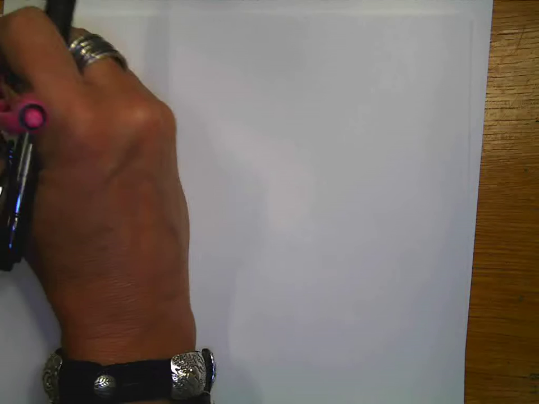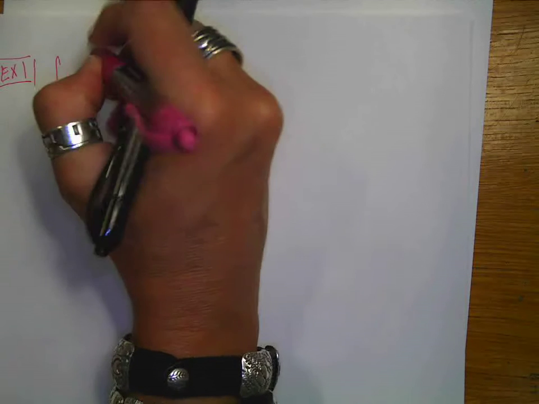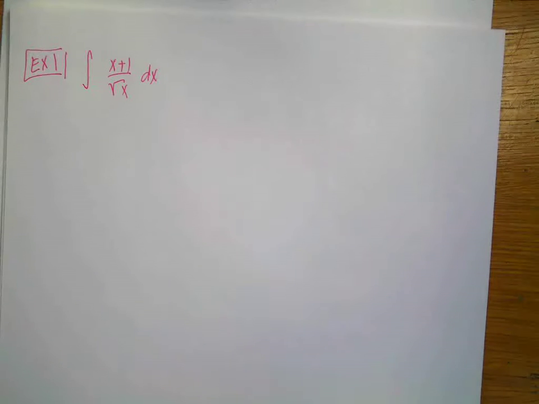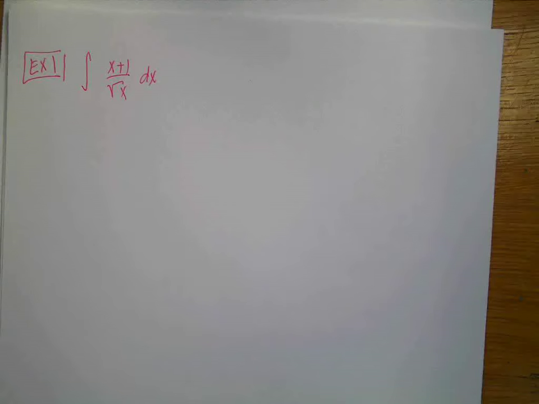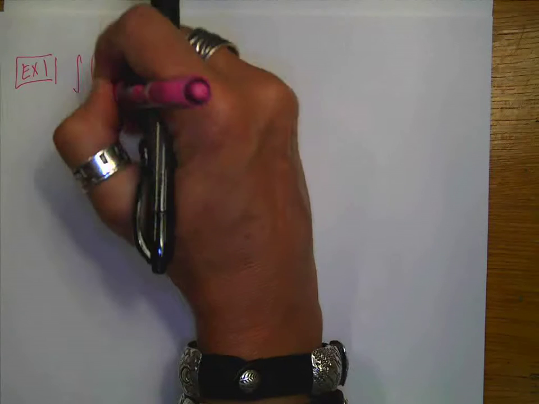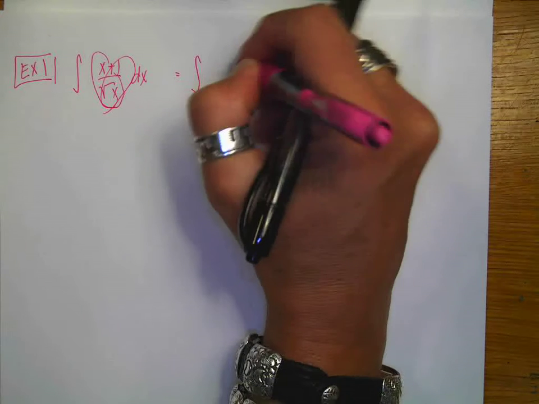All right, so let's do a couple of examples. Example number 1: I'm going to have the integral of (x + 1) over the square root of x dx. Remember that for integration, I don't have a product rule and I don't have a quotient rule. So for right now, I'm going to manage this and split it into two different functions.